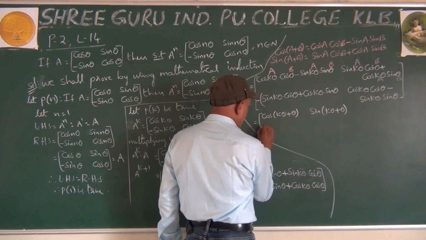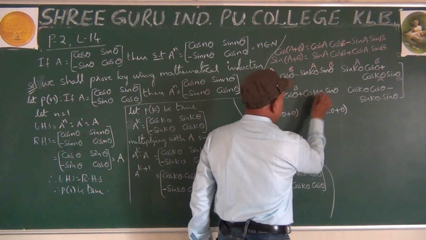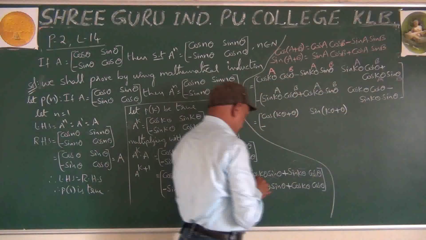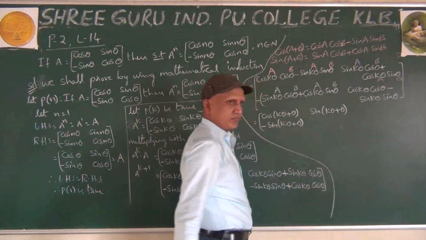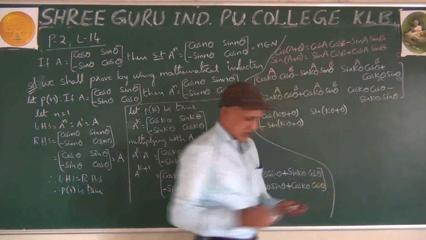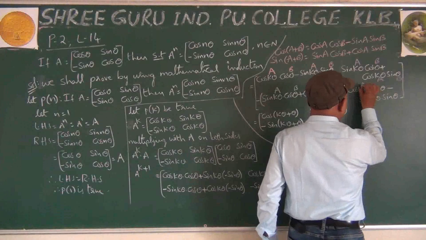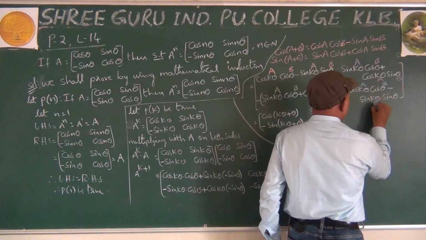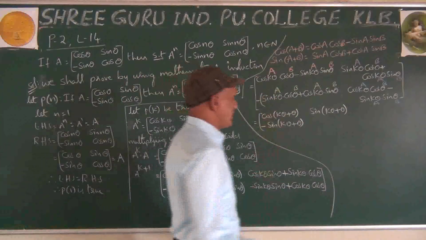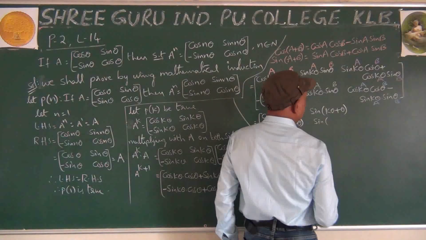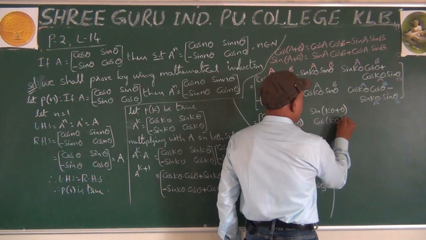Coming to this one, minus keep as it is. This is sin A cos B plus cos A sin B, so sin of A plus B. Coming to this one, this also is cos A cos B minus sin A sin B, which is cos of A plus B. That's why I wrote the formulas there.